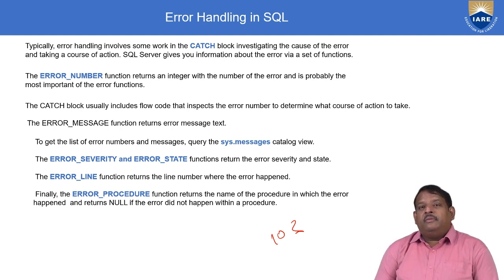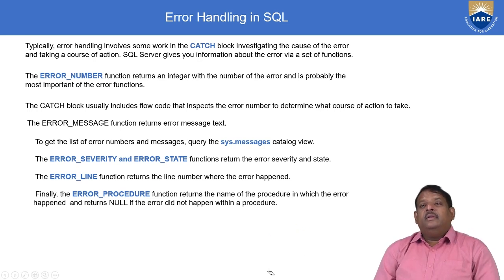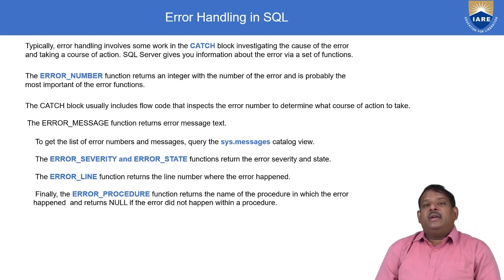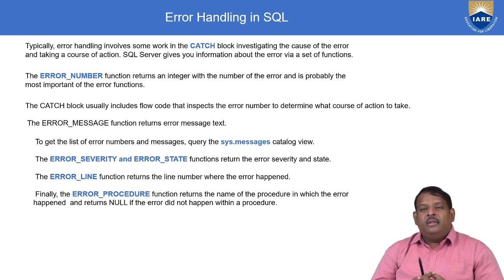So apart from the error message, we also have the error severity and the error state, and we also have the error line, which will tell you where exactly in the code you got the error. You have written some set of lines of code, like for example, 10 lines of code.